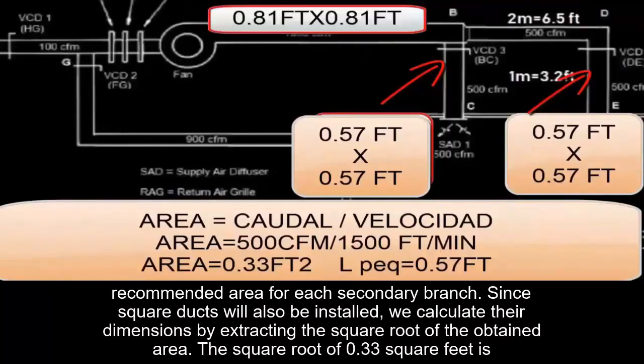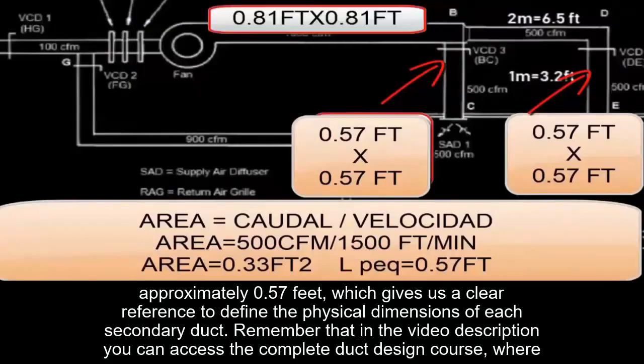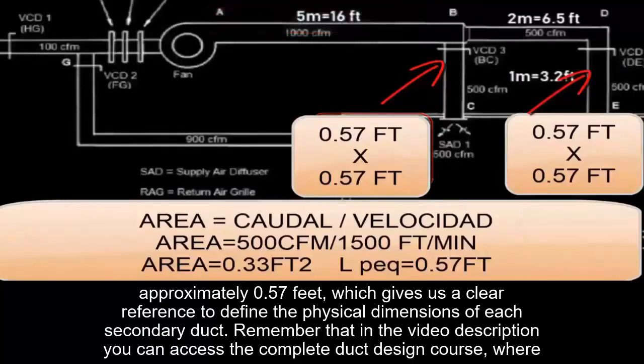Since square ducts will also be installed, we calculate their dimensions by extracting the square root of the obtained area. The square root of 0.33 square feet is approximately 0.57 feet, which gives us a clear reference to define the physical dimensions of each secondary duct.